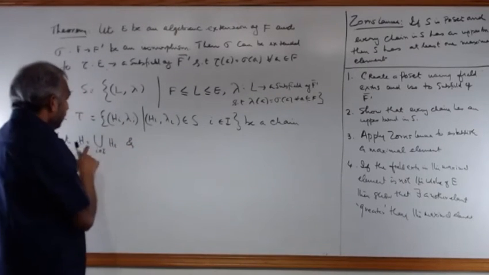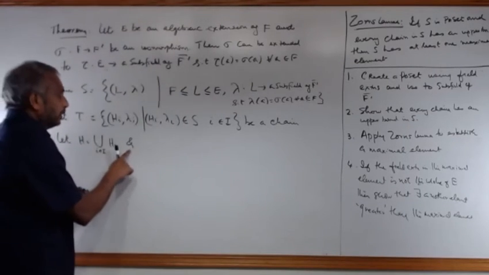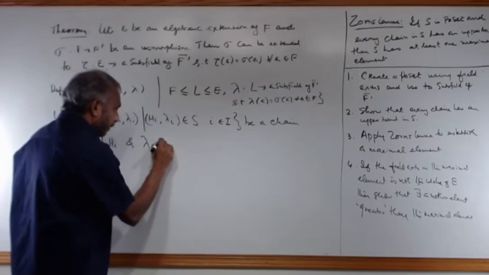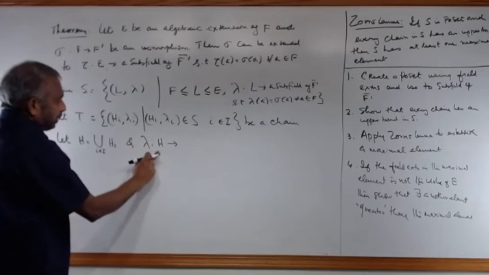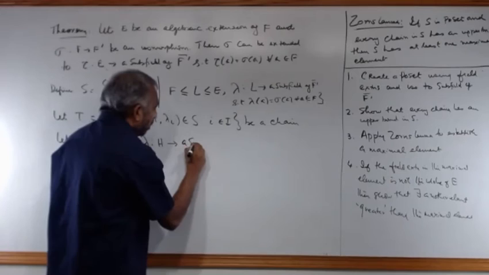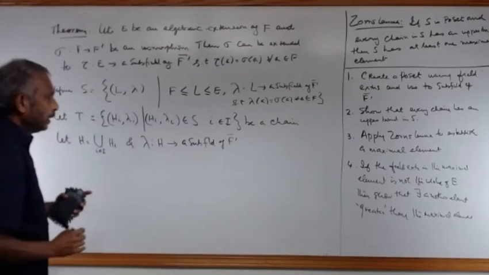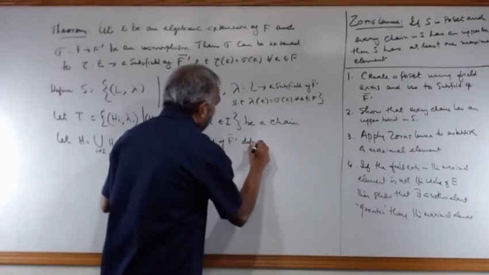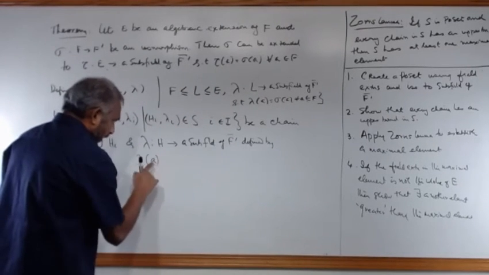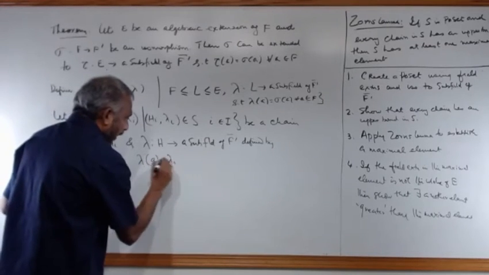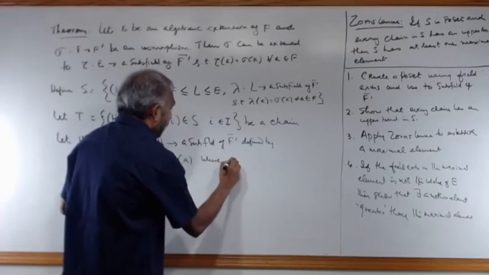And so we need one more component. The first component is the field, the second component is the isomorphism. So let's define lambda from H, because it has to come from L, so this has to come from H, to a subfield of F prime closure, defined by lambda of an element A from H is equal to lambda i of A, where A belongs to Hi.